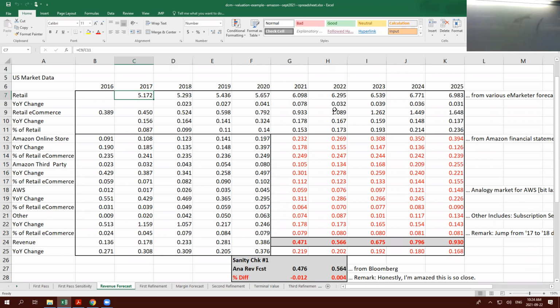Then I do something that may feel a little bit weird to you. With AWS, I take a look at AWS revenue as a percentage of e-commerce revenue. So I'm not doing market share of your own market. I'm doing market share of a different market. I'm kind of using e-commerce as an analogy market. This is debatable, by the way. You guys could be like, Jira, this sounds like donkey shit. And we could have an open debate about that.